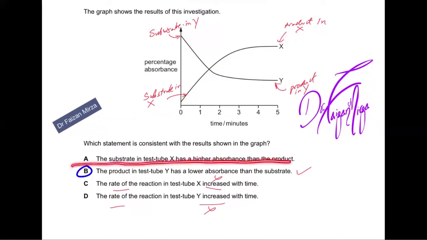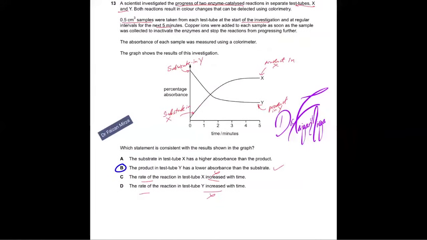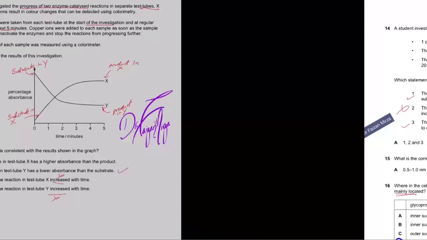So that's the only option which stands correct. If you annotate this graph properly, it's not difficult to figure out what they are actually asking here. This MCQ is not about the graph of product and reactant. Both X and Y are two separate test tubes. So the product in test tube Y has a lower absorbance. So yes, in test tube Y, the product is having a lower absorbance and the substrate is having a higher absorbance. So yes, option B is correct. Rates are not displayed. You cannot calculate the rate here. The substrate in tube X, this is completely reversed, so that's incorrect as well.